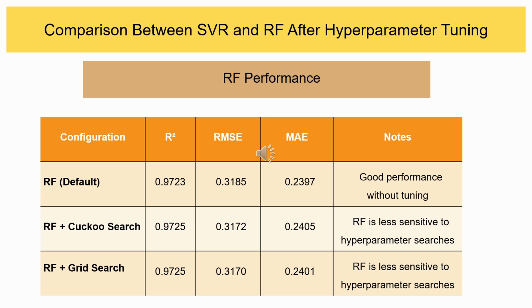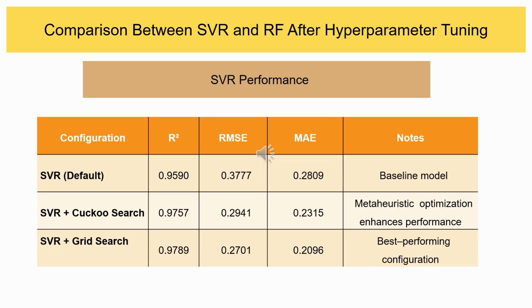MAE for RF with the grid search is 0.2401. RF is less sensitive to hyperparameter search, but also there are some optimization, and the best we can see is also better if we use it.